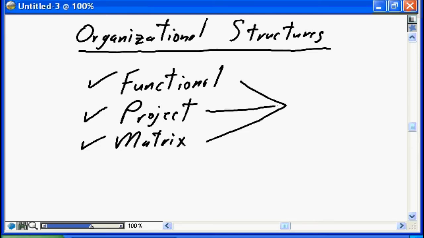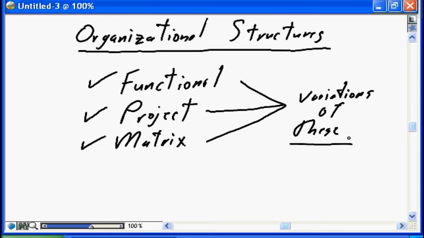So although we've defined these as three very specific forms of organizations, most organizations, you're going to see variations of these. So within an organization, within a specific project itself, you're going to see very different organizational, functional, project-based matrix relationships based on each individual specific project requirement.